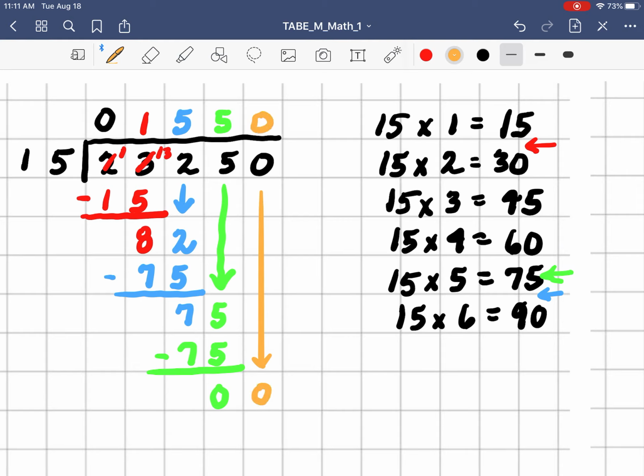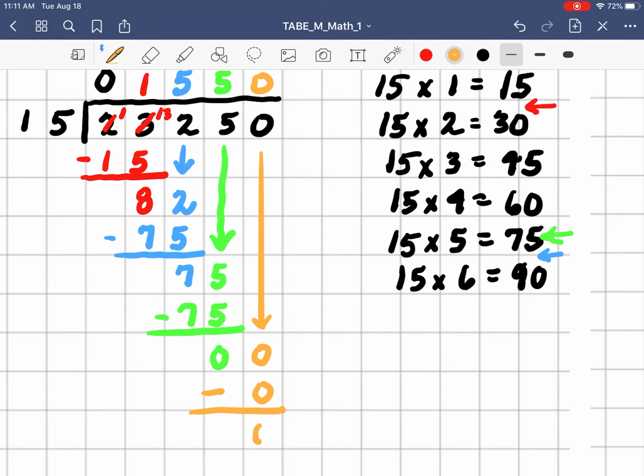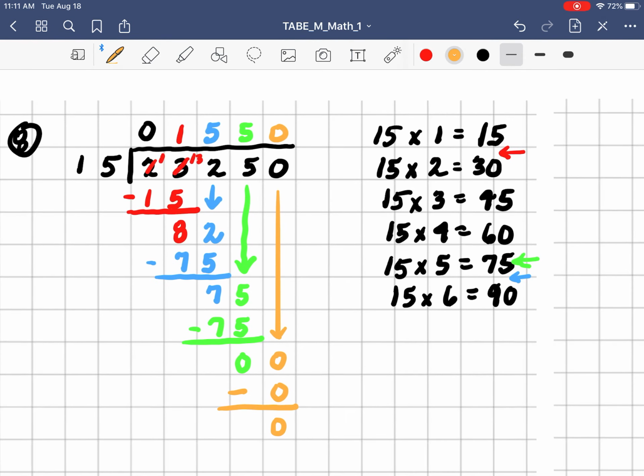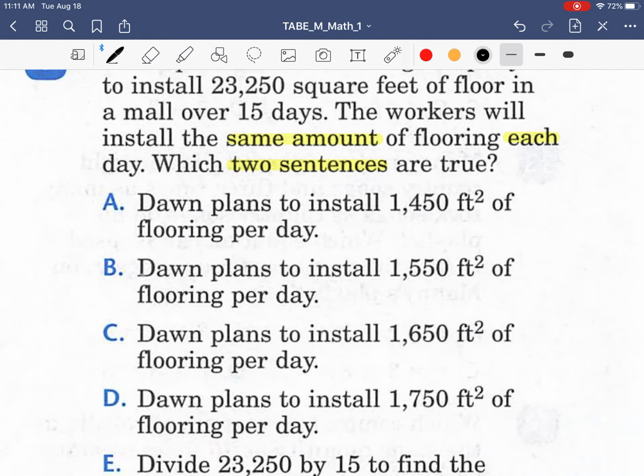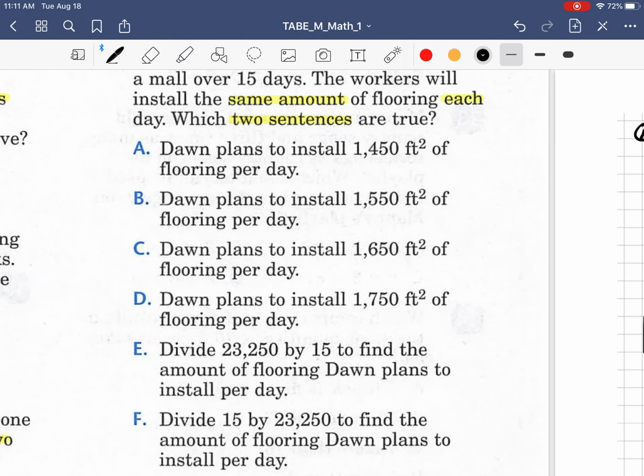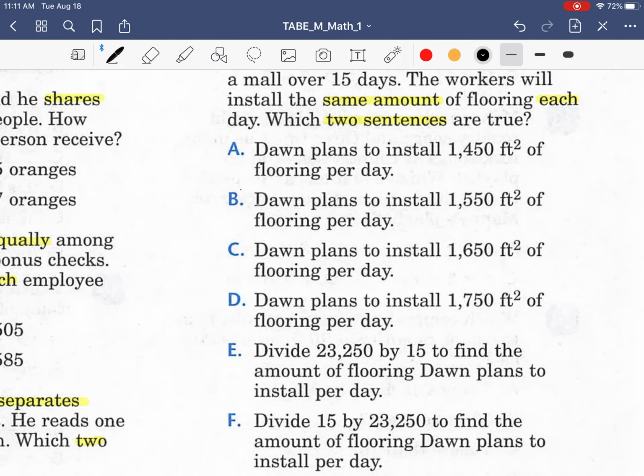15 into 0, that can't happen. 0 times 15 is 0. So now we're at zeros, and there's nothing left to bring down. So they need to install 1,550 square feet per day. So let's go back over to our problem. We need to pick 2 of these, and I see this one. That's exactly the answer that we just found.